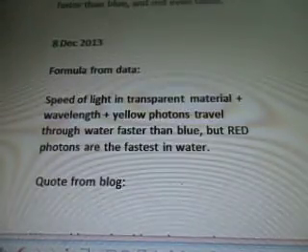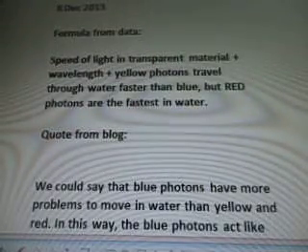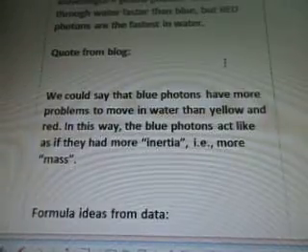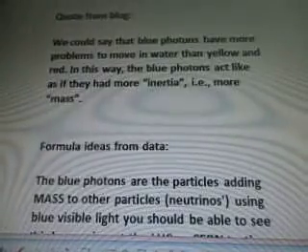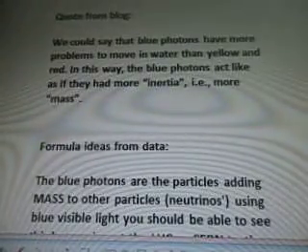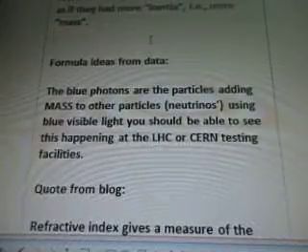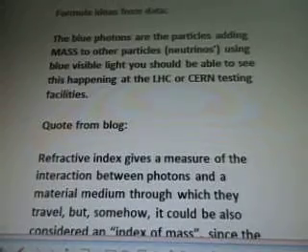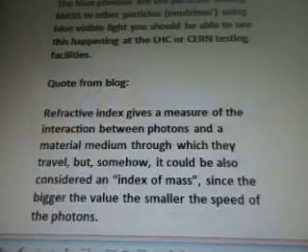Just formula from the data: speed of light in transparent material. Wavelength, yellow photons travel through water faster than blue, but red photons are the fastest in water. Quote from blog: we could say that blue photons have more problems to move in water than yellow and red. In this way, the blue photons act as if they have more inertia or more mass. Formula ideas from data: blue photons are the particles adding mass to other particles, neutrinos. Using blue visible light, you should be able to see this happening at the LHC or CERN testing facilities.